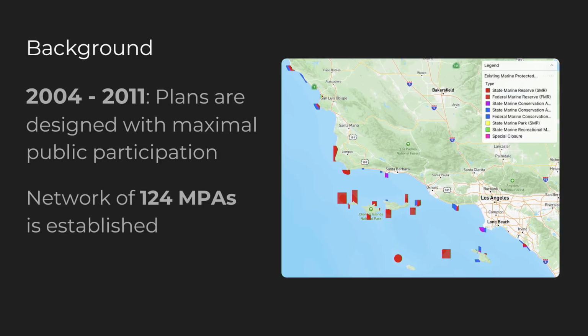Between 2004 and 2011, the state changed course and instead decided to maximize stakeholder involvement. And when stakeholders were provided the right tools to express their values, interests, and ideas for where the MPAs should go, we ended up with a cohesive network of 124 MPAs signed into law.